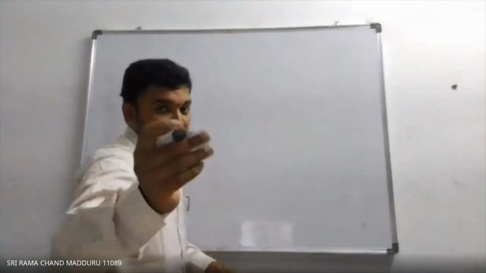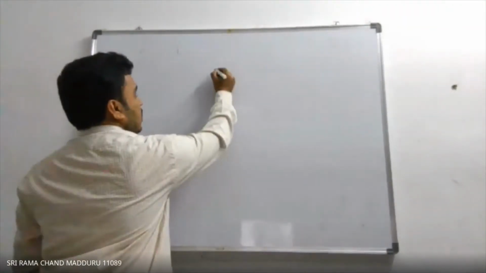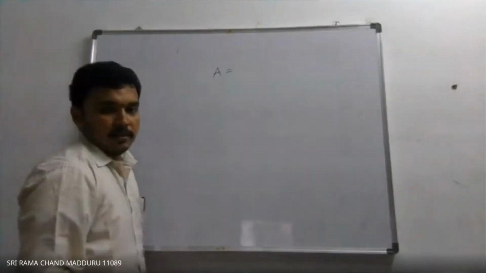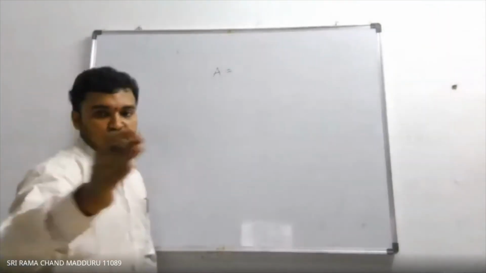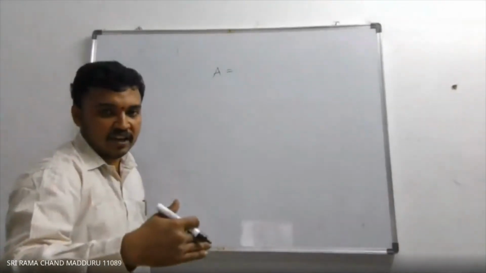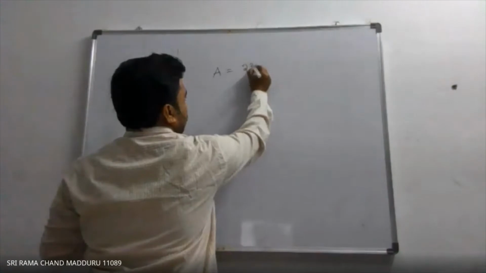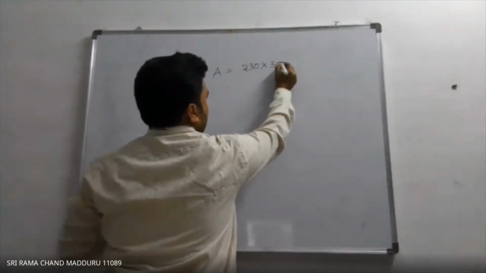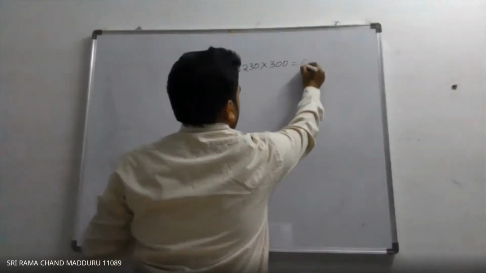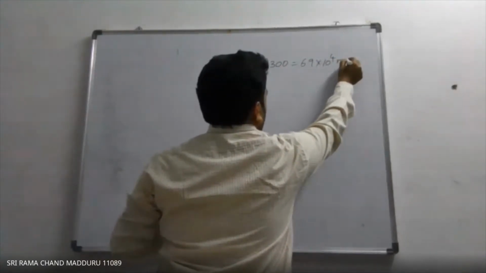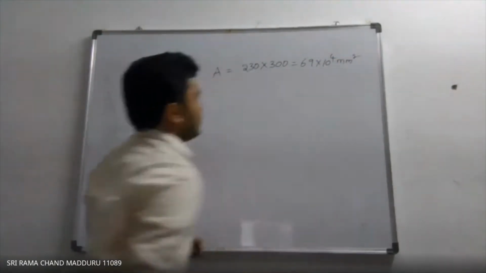Before that, we forgot a small point. First of all, calculate the cross-sectional area. After writing the given data, write down A is equal to 230 into 300, which is 6.9 into 10 power 4 mm square. Is it right?